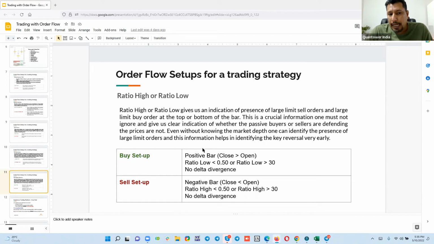Similarly, if you are looking for a sell setup, it should be a negative bar. Here we are looking at ratio high, and ratio high should be below 0.50 or higher than 30. And again, ideally, we should have no delta divergence. But it is a decision one has to take based on the risk reward. If the risk is very high and the delta divergence is there, ideally avoid it. But if the risk is very small, you can go ahead with that particular trade.